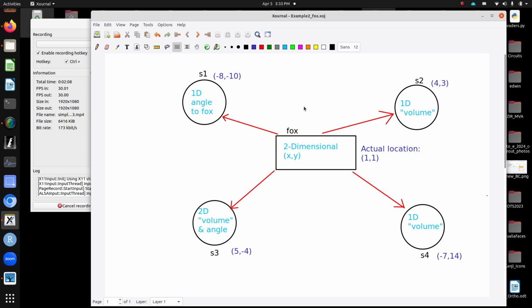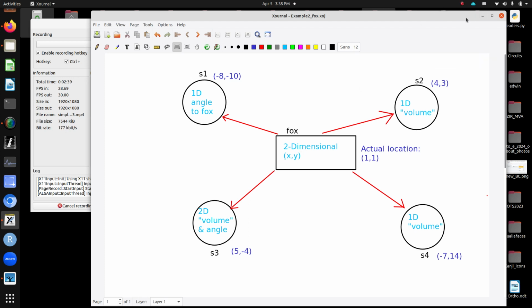Anyway, so I'm going to allow the angle to be visible by this sensor and also sensor 3. All 3 of the other sensors, sensor 3, 4, and 2, though, are going to be able to tell "volume." And it's in quotes because it's going to be some kind of signal strength measurement. It's going to be like the reciprocal of the distance squared or something like that. So the volume essentially drops off as you get further and further away from the fox.